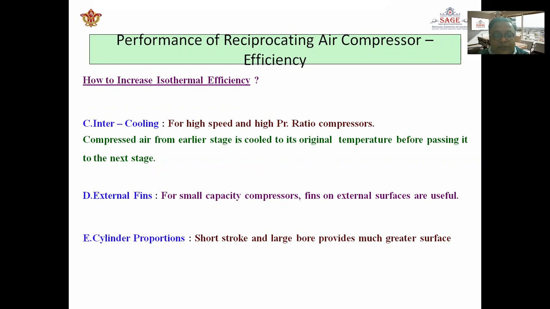Another and last method is cylinder proportion: a short stroke and a large bore provide much greater surface for cooling purposes. The cylinder head surface is far more effective than the barrel surface.